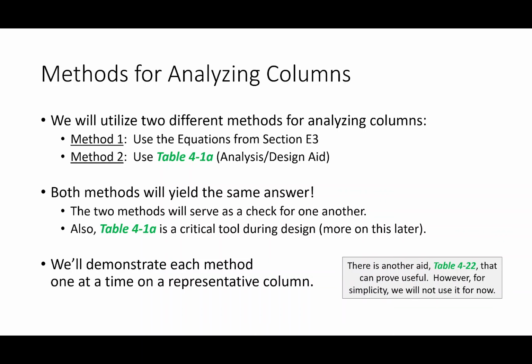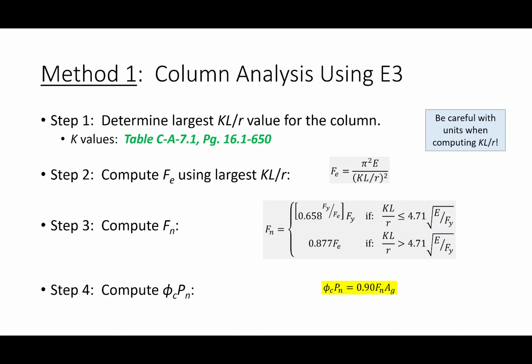But we'll get to that a little later, okay? So I want to go through and demonstrate each method on a representative column. So how do we calculate the capacity using table or using section E3? Well, there's not really anything here that you don't know how to do, because this is all just the same equations that we use to plot the capacity in Excel.